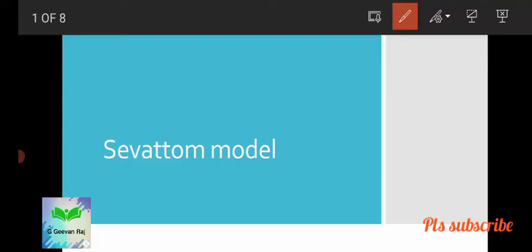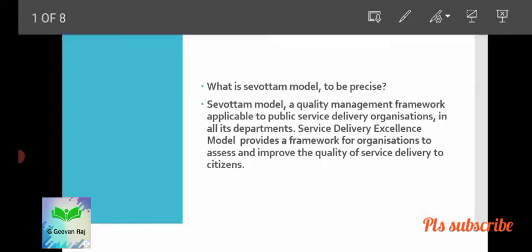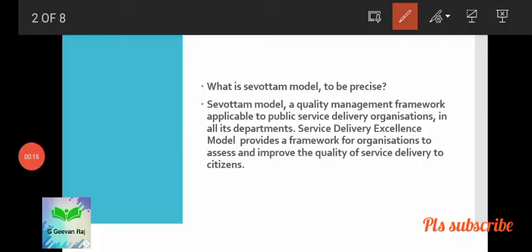Today we will be taking the second lecture of the governance series. Today we will be dealing with the topic Sevottam model. Now let us see what is Sevottam model. Sevottam model is a quality management framework applicable to public service delivery organizations in all its departments. So, Sevottam model is a quality management framework for public delivery.